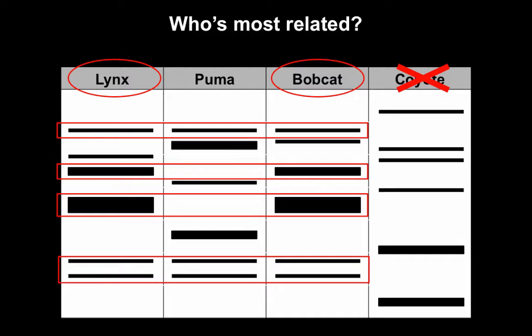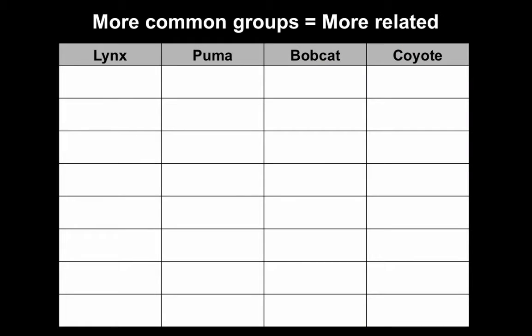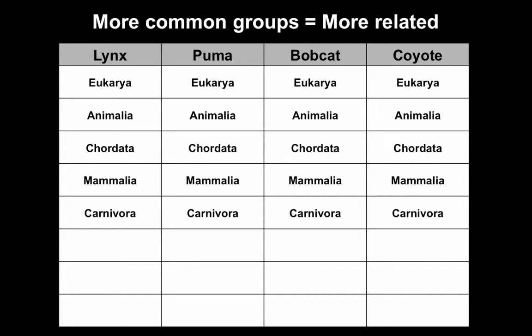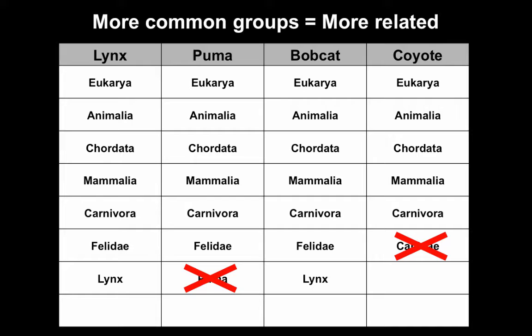So let's look at how that works with taxonomic groups. So the more common groups that you have with another organism, the more related you are. So when we go down the list, we see they all have the same domain, kingdom, phylum, class, order, and family, except for the coyote. So the coyote, again, is the least related because it has the least number of groups in common. Then we see that the puma is in a different genus than the bobcat or the lynx, and then the bobcat and the lynx are in different species.